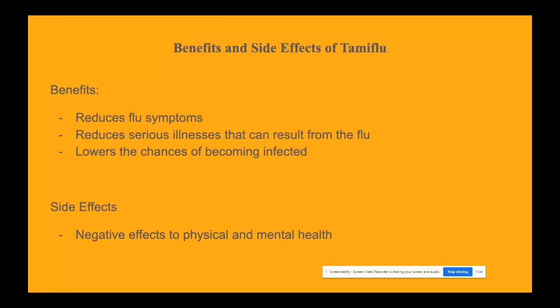In 2007, teens in Japan were exhibiting unusual behavior and were committing suicide. Health experts were able to trace this phenomenon to Tamiflu. This phenomenon caused health experts and the FDA to become more strict when releasing medications to the public.